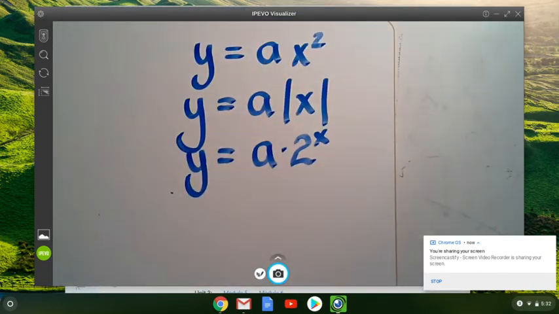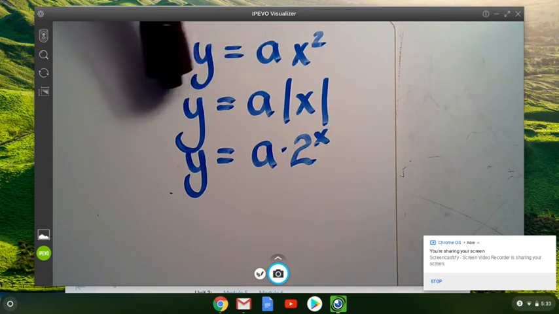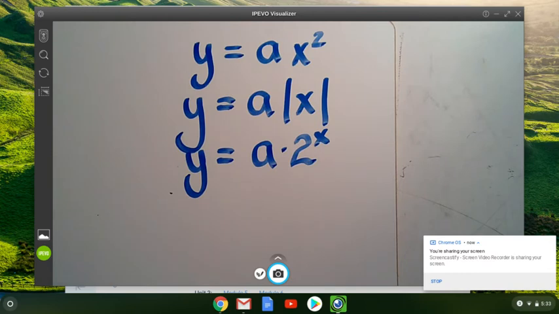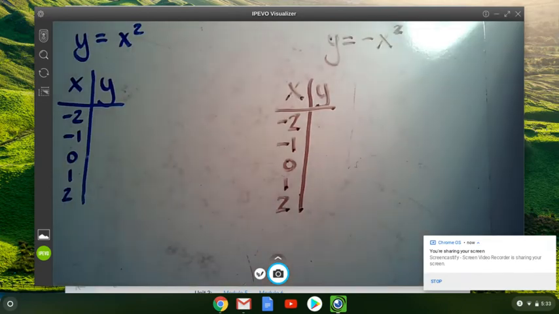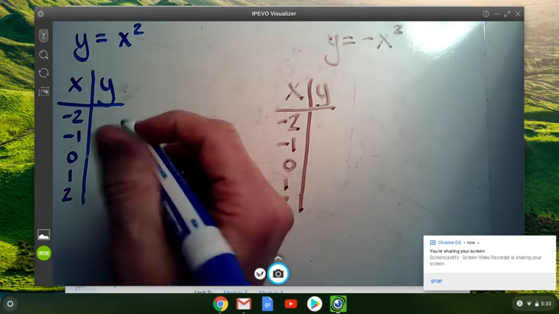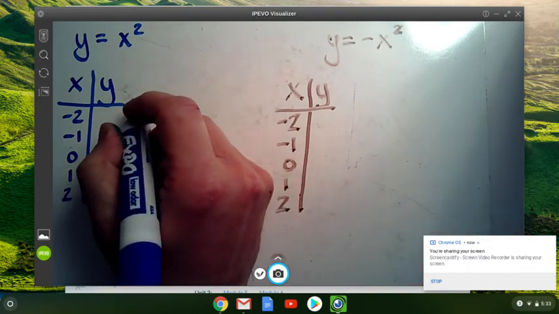Hello. This video is to help explain exactly the effect that this a value will have for a quadratic function, for an absolute value function, and for an exponential function. That a value, that number in front of the function. So let's start with this blue one over here, something we've seen. And we'll do an XY chart for that real quick. Y equals x squared, the parent function for the quadratic family of functions.